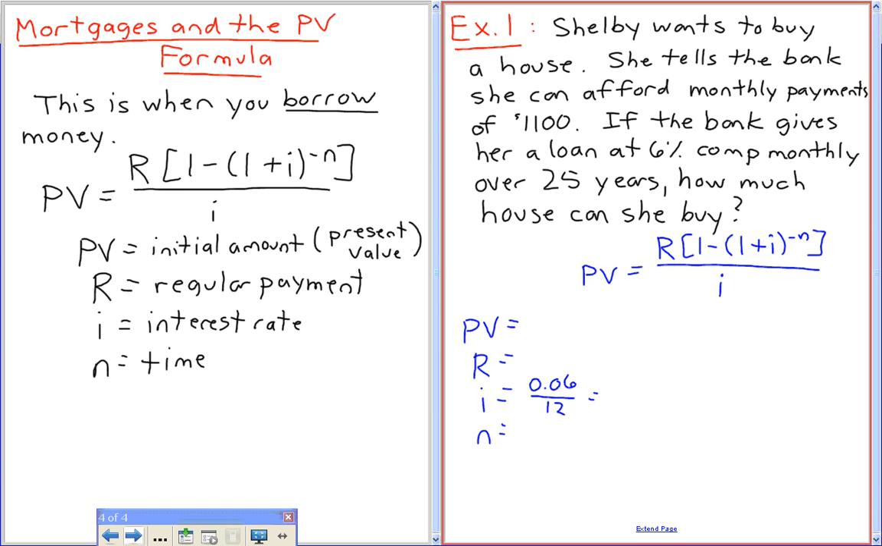Because this was months in this case, right? So divide by 12, which should be 0.005. Now, yesterday people were getting in trouble because remember, your percent has to be a decimal.